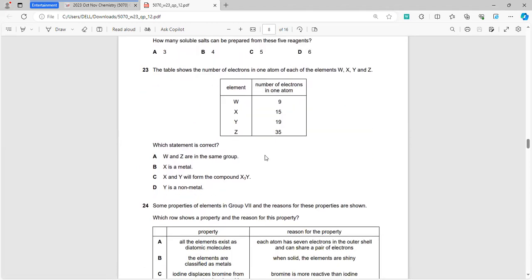C. Now on question number 23, the correct option will be A. Why? Because you can see that W and Z are in the same group because they've got the same number of valence or outer electrons. In the case of W, it has 7 outer electrons because we know that the first shell holds only 2 and the second holds 8 and the third also holds 8. So 9 minus 2 is 7. So W has 7 outer electrons, and Z also has 7 outer electrons.